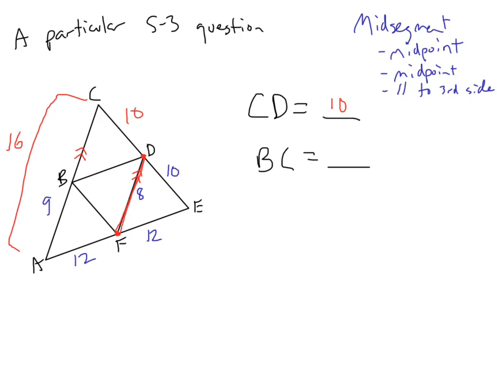And if CA is 16, what must CB or BC be? 7. Because 7 and 9 have to make 16. Okay, hopefully that makes some sense. There probably will be a question like this on your quiz next class.